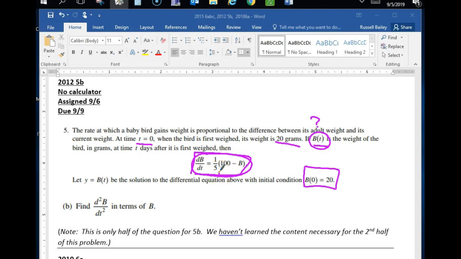Now we don't know what B of t is, but we do know what the derivative is. Okay. It says let y equals B of t be the solution to the differential equation. We haven't learned that vocabulary yet, but that's what this is. It's called the differential equation. Let y equals B of t be the solution to the differential equation above with initial condition, blah. All right, so there's a lot of stuff up there, and I would say you pretty much don't need any of it to do this particular part of the question that we're doing right now.